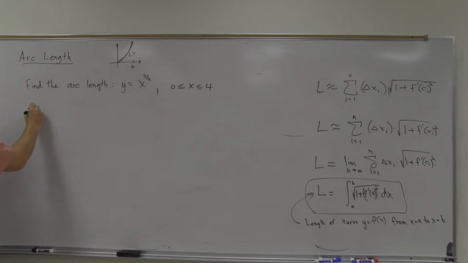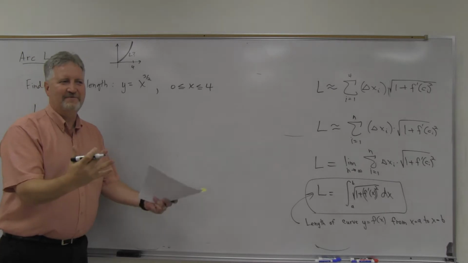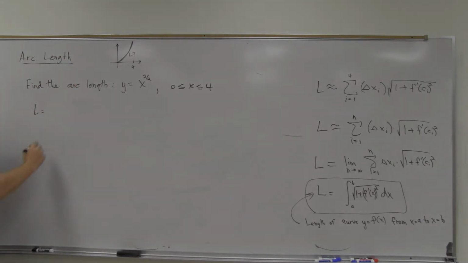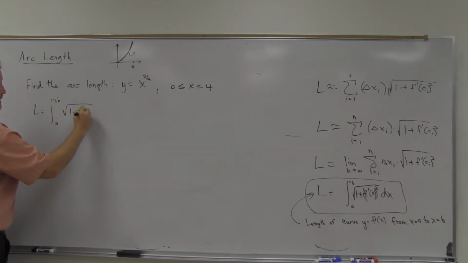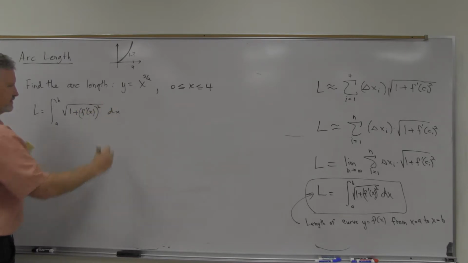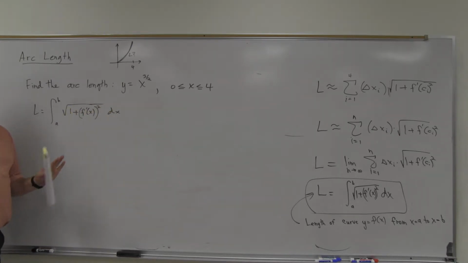Well, it turns out L is, and you might be saying, well, why did you pick x to the 3 halves? Well, you'll see why that one was picked. That's a good one to have here. So the arc length is the integral from a to b, square root of 1 plus f prime of x squared dx. That one's on the formula sheet, so that's another one for your note card. Formula card right there.